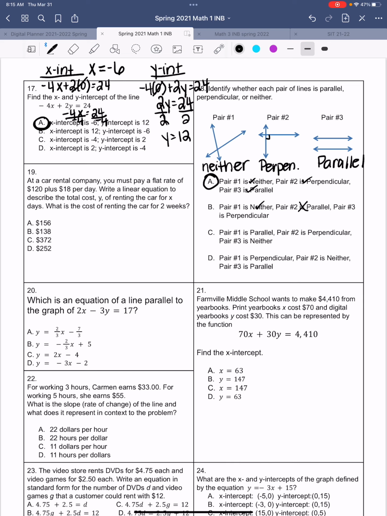All right, number 19. Number 19 says, at a car rental company, you must pay a flat rate of $120 plus $18 per day. Write a linear equation to represent the total cost, and then you're going to figure out 2 weeks. But the key here is it says per day. So my slope is 18, and my y-intercept is 120. So I have y equals 18x plus 120. But it's per day, so there's 7 days in a week, so 7 times 2 is going to give me 14. So I'm going to plug 14 in for x.